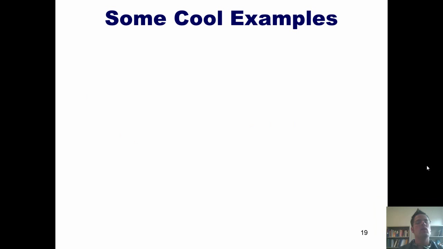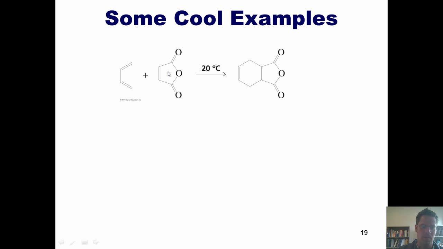Here are a few additional cool examples I wanted to show you of Diels-Alder reactions. Imagine this molecule, butadiene, reacting with this molecule. You can once again picture the electrons swinging like a door on a hinge out here to form a carbon-carbon bond, these swinging this way and these swinging this way to give us this product.